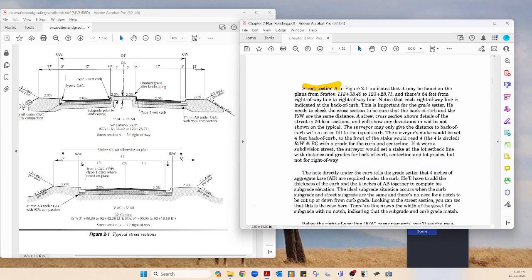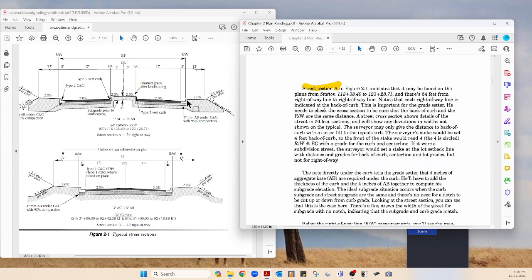Notice that each right-of-way line is indicated at the back of the curb. This is important for the grade setter. He needs to check the cross section to make sure that the back of curb and the right-of-way are the same distance.